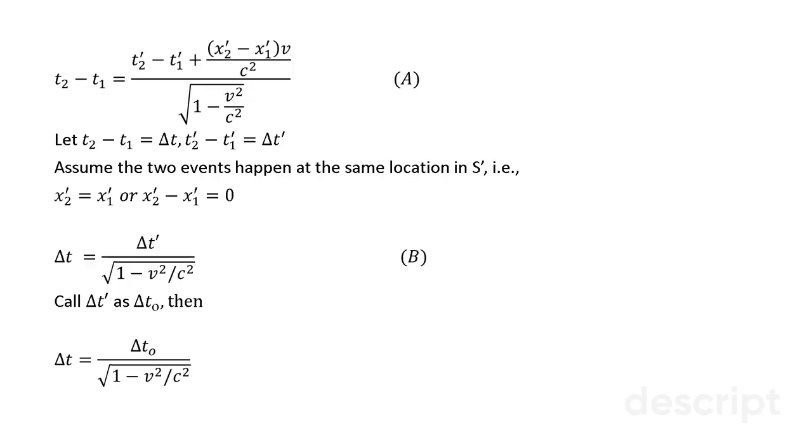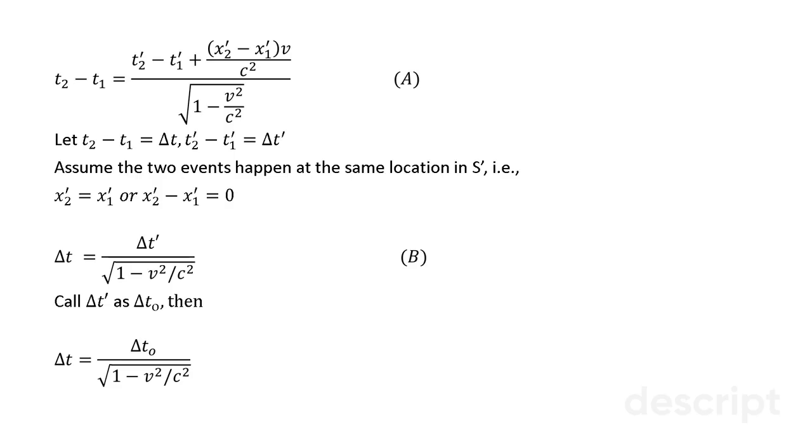Call t2 minus t1 as delta t and t2 prime minus t1 prime as delta t prime. Assume that the two events happen at the same location in frame S prime, that is x2 prime equals x1 prime or x2 prime minus x1 prime equals 0. Substitute these values, then you will get equation B. Next, call delta t prime as delta t0. Then you will get the time dilation formula.